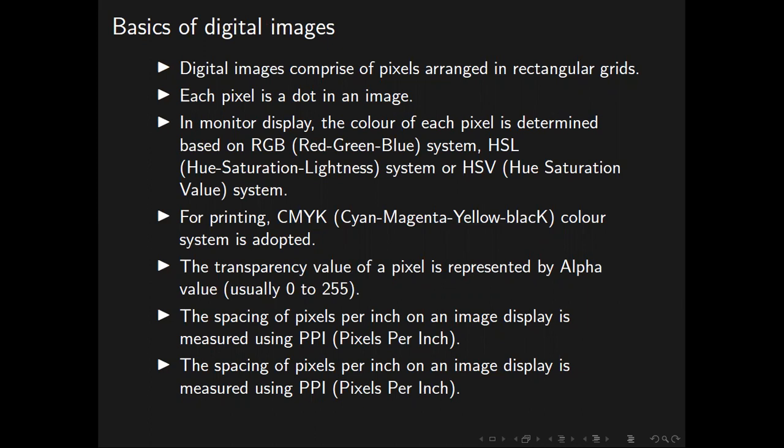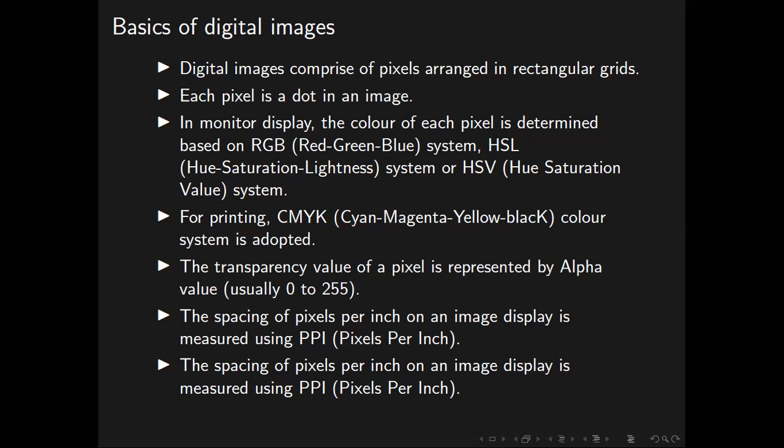Okay. Then transparency values are specified using alpha. Alpha 0 stands for no transparency. Alpha 255 stands for full transparency. Anything between 0 and 255 is classified as semi-transparent.